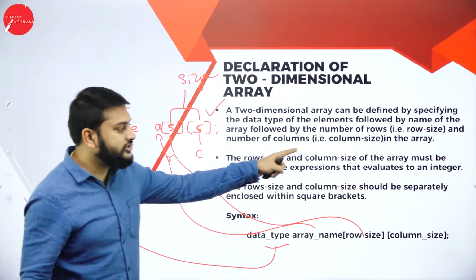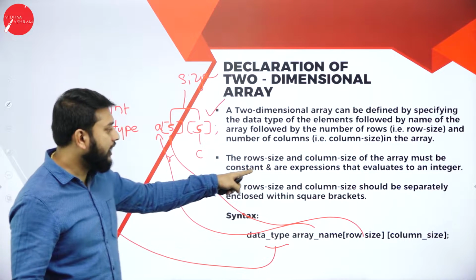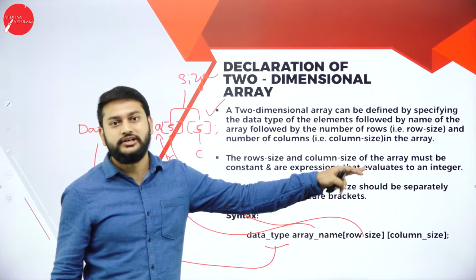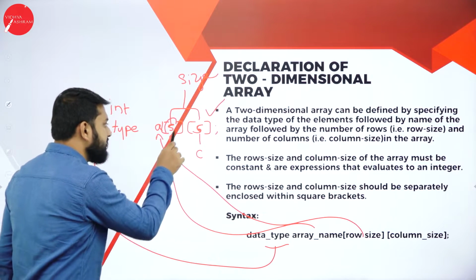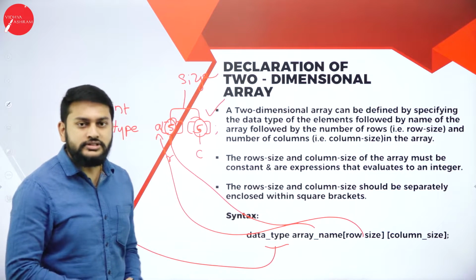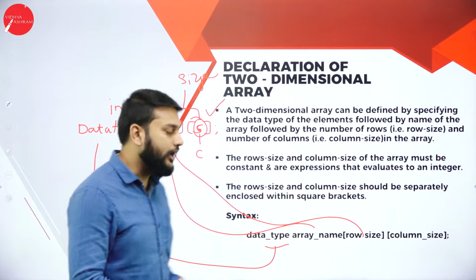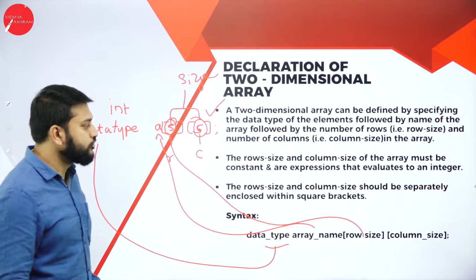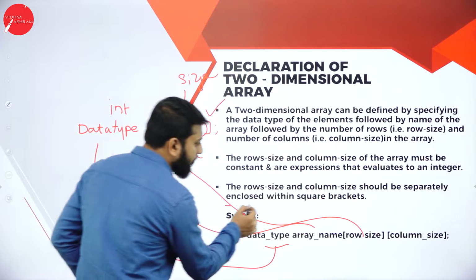The row size and column size of the array must be constant and an expression that evaluates to an integer. So guys, size, in one-dimensional and also in two-dimensional, it should be constant and you should use integer, right? So the row size and the column size should be separately enclosed with the square brackets.